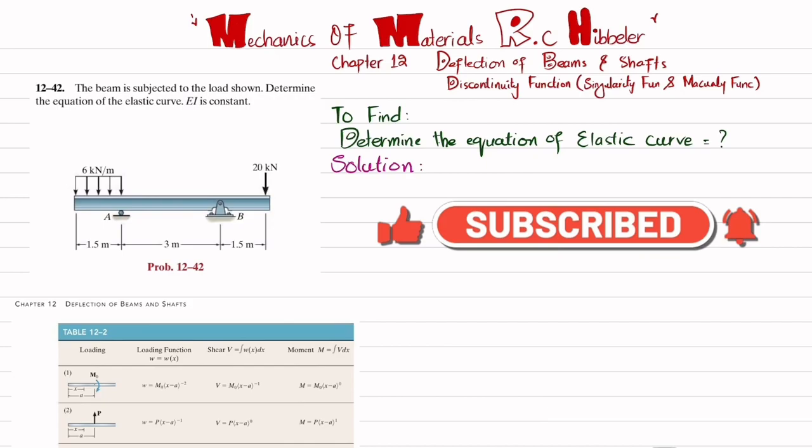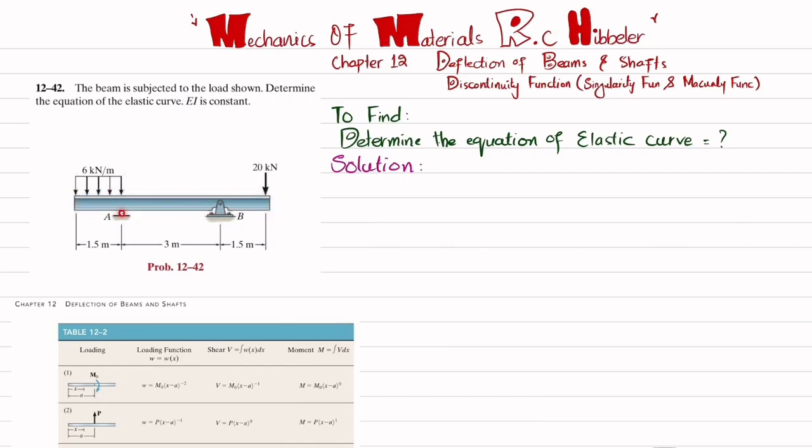EI is constant. So you can see this is an overhanging beam having a roller support at point A and pin support at point B, and over a distance of 1.5 meter there is a uniformly distributed load that is 6 kilonewton per meter and at this end we have a point load of 20 kilonewton. So you have to determine the equation of elastic curve. We'll solve this question by using Macaulay's method.